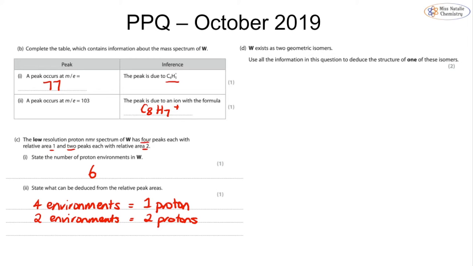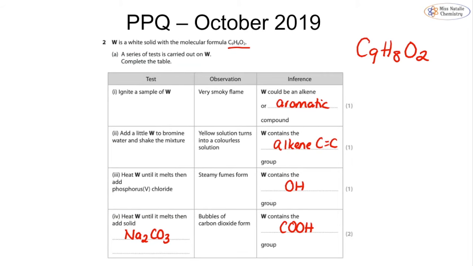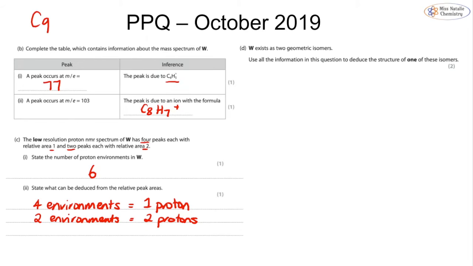And now D exists as 2 geometric isomers, so we know that there's going to have to be a double bond in here. And we want to use all of this information to deduce the structure of at least one isomer. So just a reminder, we had the formula of C9H8O2. We know we're going to have a benzene ring. So let's add that in first of all. So that takes away C6H5. We must have at least 3 more carbons.